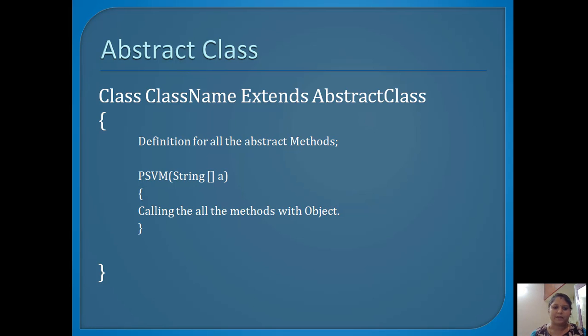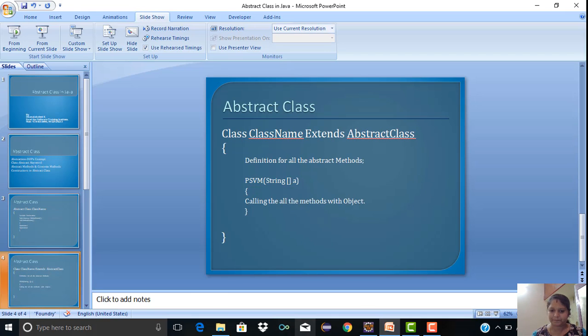Then you can have your main method, public static void main. Inside your main method, you create an instance of the current class, and with the help of the object, the current class reference, we can call all the abstract methods as well as the concrete methods present in the abstract class. So this is the syntax of your abstract class. In detail, I'll show you how an abstract class works.